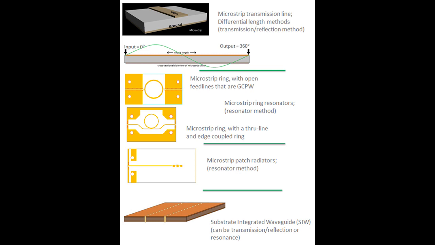Now the last test vehicle at the bottom is substrate integrated waveguide, SIW. I'm not going to talk about that much, but I wanted to throw that in because I've seen several different customers work with that for test methods. You can use that as a transmission line and do transmission reflection testing, or you can use it as a resonator. Again, I'm not going to talk much about that because that's a really different technology than most of these other test vehicles.